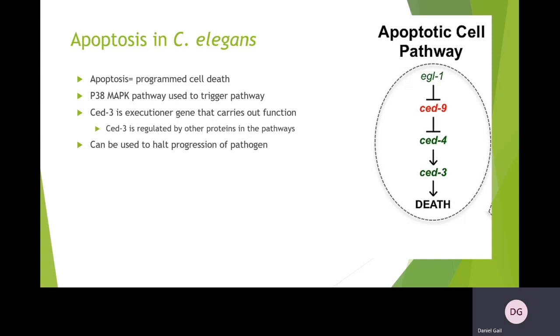CED3 can be regulated by other proteins in the pathway, as shown in the picture to the side. CED3 has to be activated by CED4 protein through a cleavage of an aspartate residue. This initiator caspase can be inhibited by CED9. High levels of PMK1 from the MAP kinase pathway have been shown to inhibit CED9, allowing the pathway to continue. Apoptosis can kill the infected cells to help stop the spread of bacteria by isolating cells from the rest of the organism.